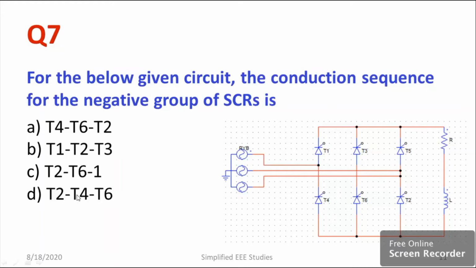So which is the right answer? Definitely I have to go for option D, that is T2, T4, T6. You can refer to any of the textbooks and you will get a better understanding. If you draw the waveform, that is much better. So I can go for option D.